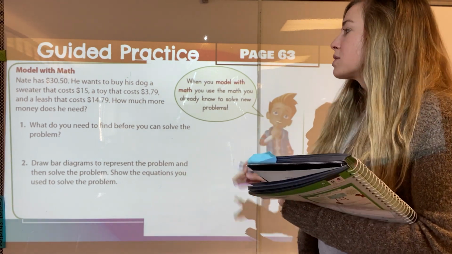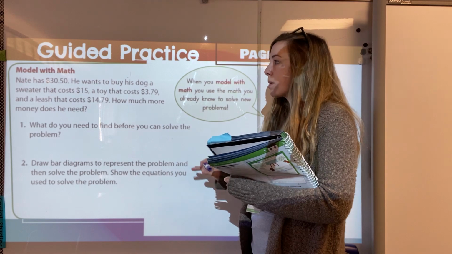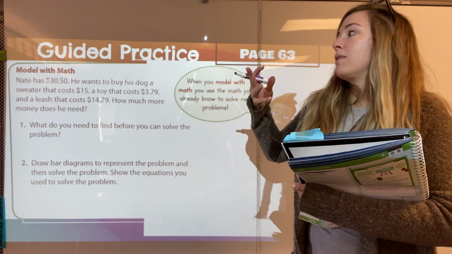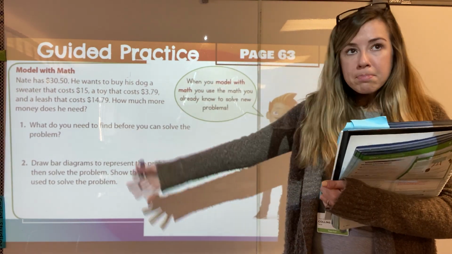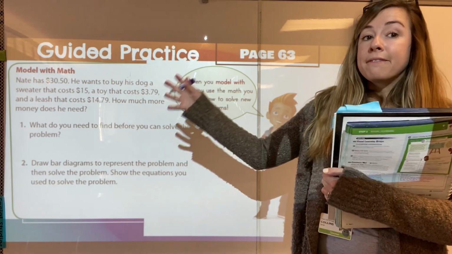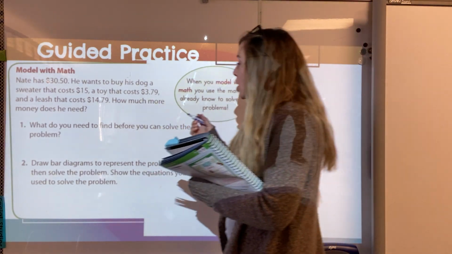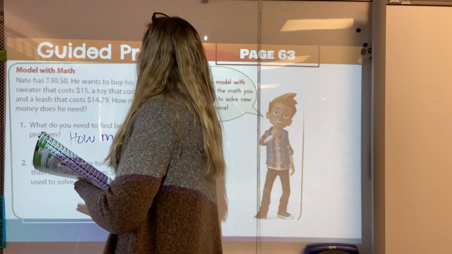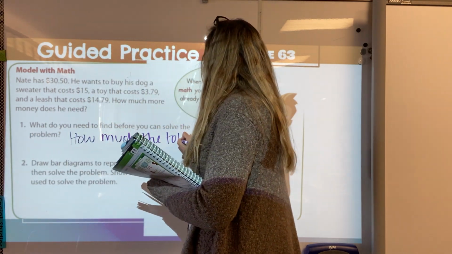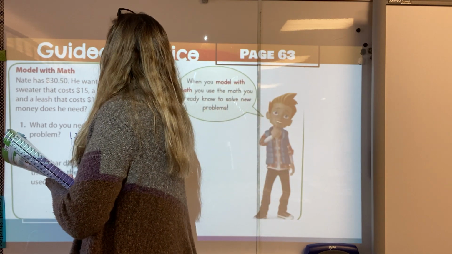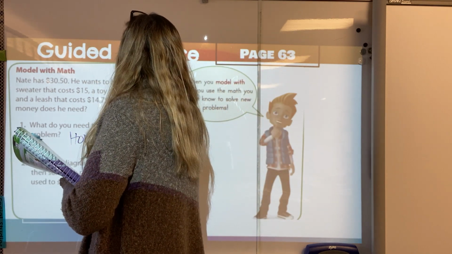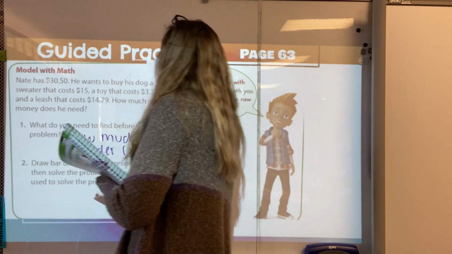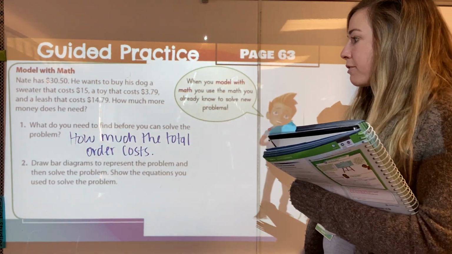Ooh, okay, so what do we need to find before we can solve the problem? Well, we've got all these items. We know what they cost separately, so we need to find what they cost together. So how much the total order costs is what we need to find before.